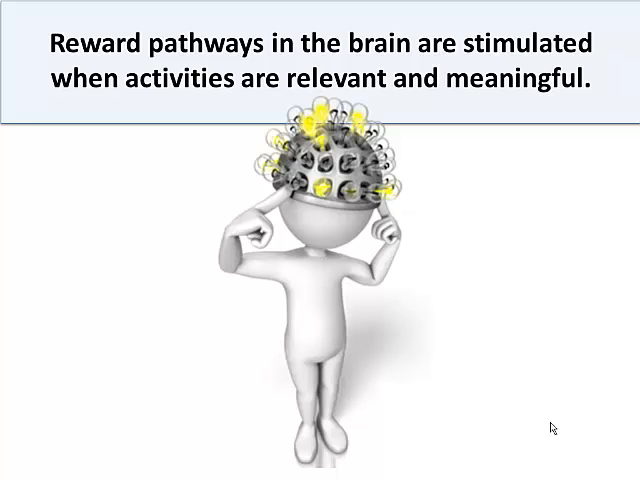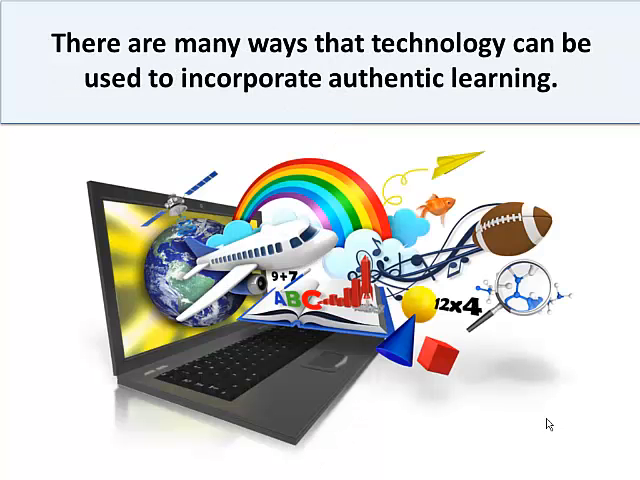Not only does new learning need to be relevant, but it must also contain a component of rigor. Activities that are not challenging may actually have a negative effect. Teachers must embrace authentic learning to maintain a high level of interest and motivation in students, which will in turn increase memory retention of the content. There are many ways that technology can be used to incorporate authentic learning. In the book Learner-Centered Teaching, written by Terry Doyle, he says that students have a favorable reaction to authentic learning tasks. The reward pathways in the brain are stimulated when activities are real and meaningful to them.